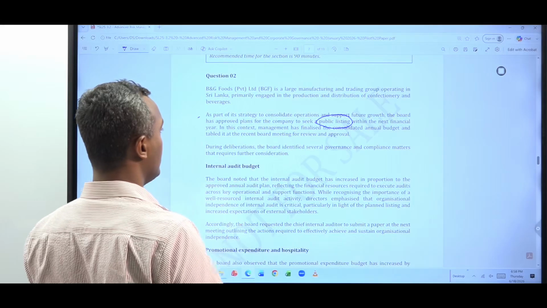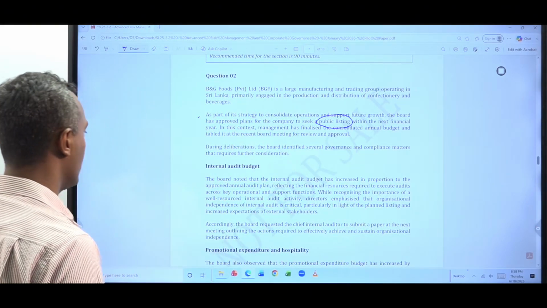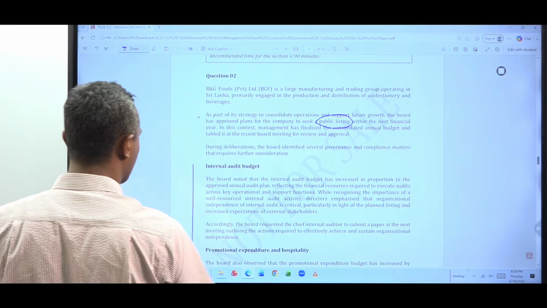During the deliberation, several governance and compliance issues are noted. The first thing is internal audit budget. So this section is on internal audit.